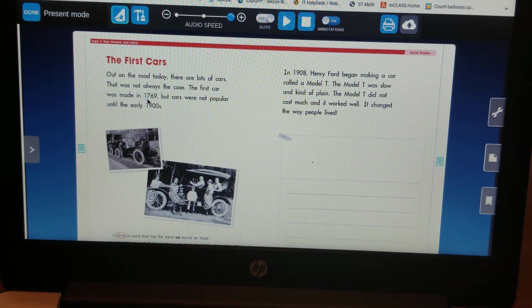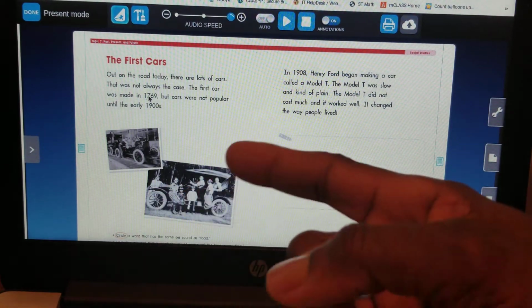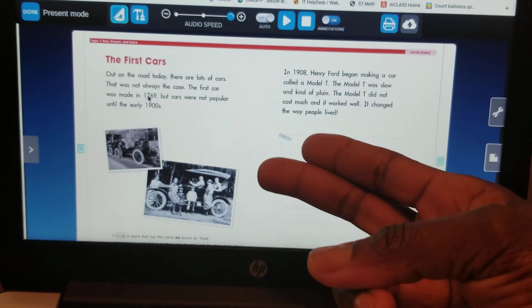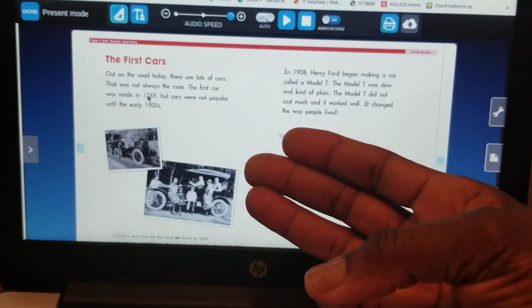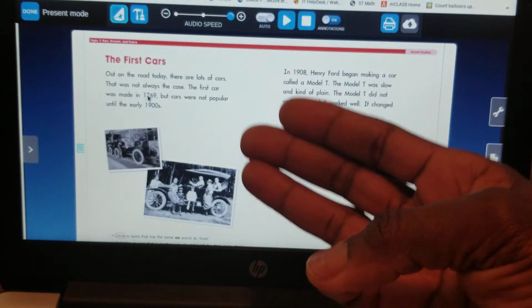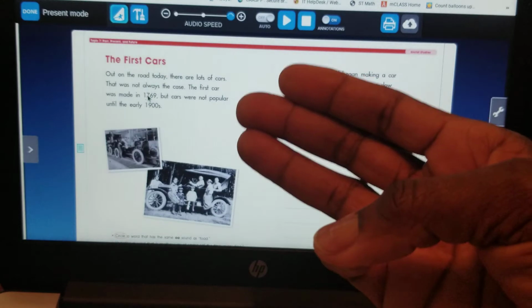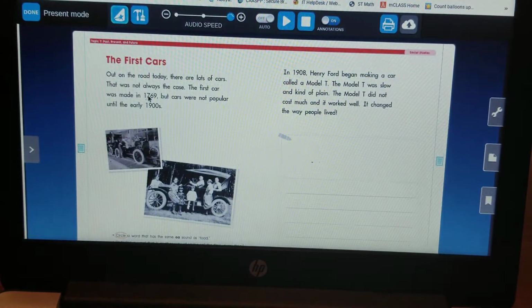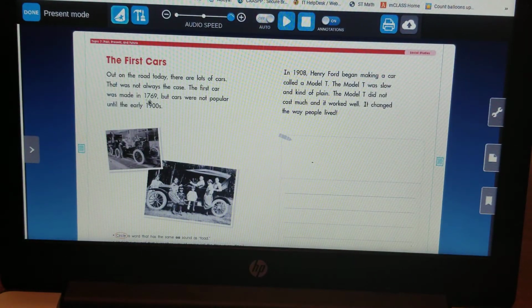So I want you to think about dates like this. Look at the number 17 and count from 17 up to 20 because we're in the year 2020. This number is 1769. So if we count up 17, 18, 19, 20, that's 3. But it's not just 3 years, it's 300 years. So we're talking about almost 300 years ago.